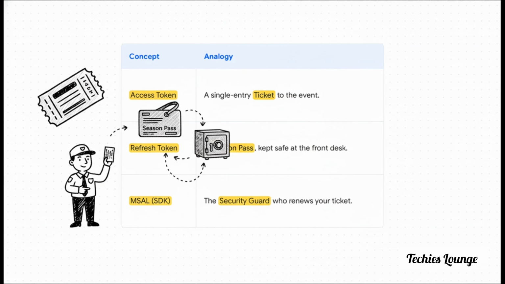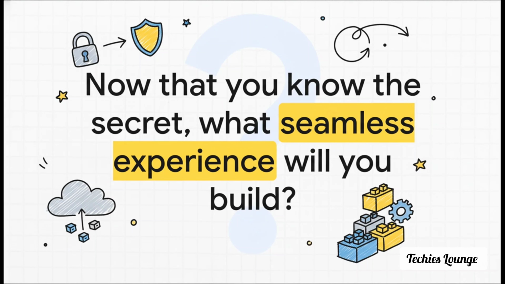Your access token, that's your disposable, single-entry ticket to get into the event for the day. Your refresh token, that's your valuable season pass, but you don't carry it around. You keep it locked up safely at the front desk. And MSAL, the library, that's the helpful security guard who knows who you are, goes to the front desk for you, uses your season pass to get you a new daily ticket, and never, ever lets you handle that valuable season pass yourself.